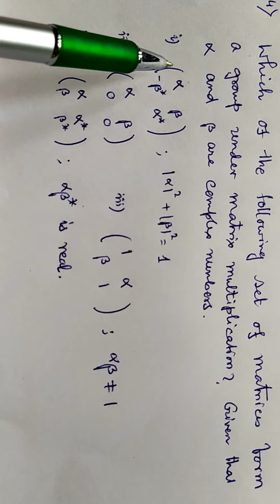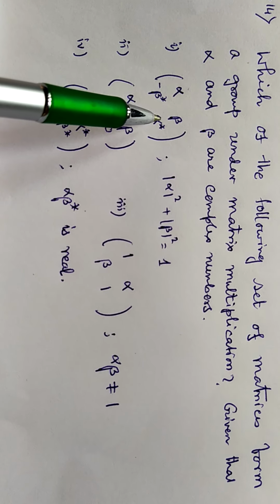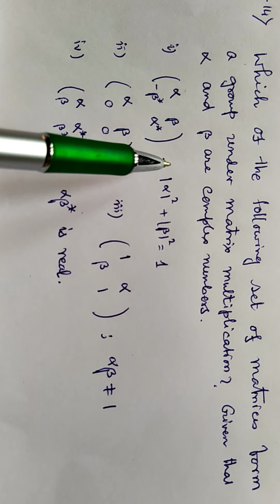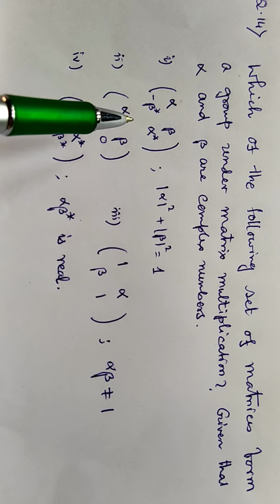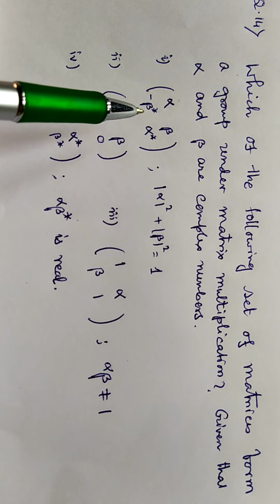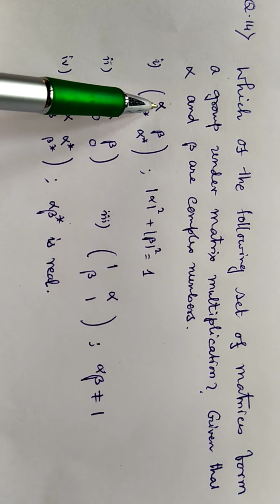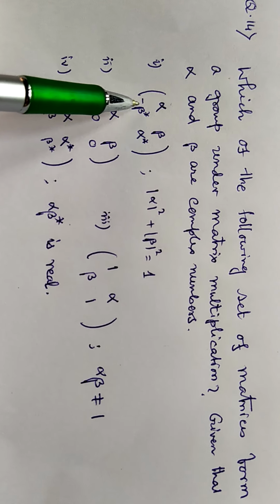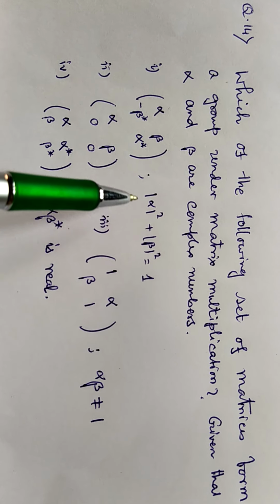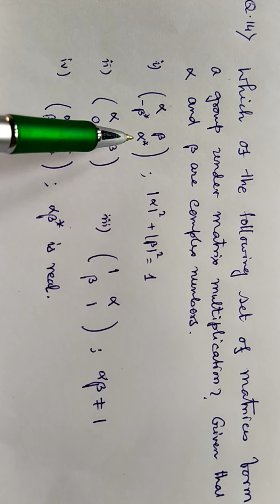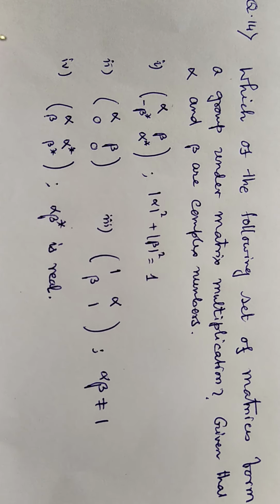Now if you look at this matrix, of course if you multiply a 2 by 2 matrix with a 2 by 2 matrix, then it will give you a 2 by 2 matrix, right? And again, this is alpha, beta, minus beta star, alpha star. The determinant is mod alpha squared plus mod beta squared. This is 1, this is non-zero, and therefore the inverse will exist.